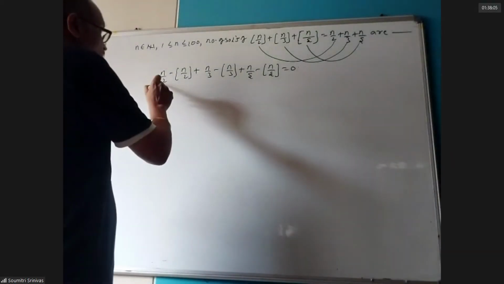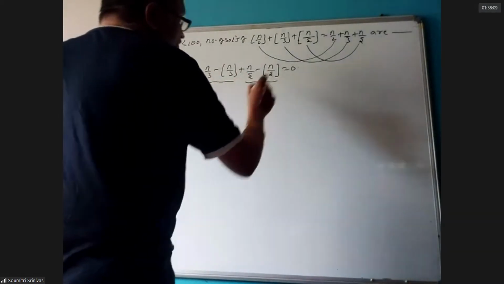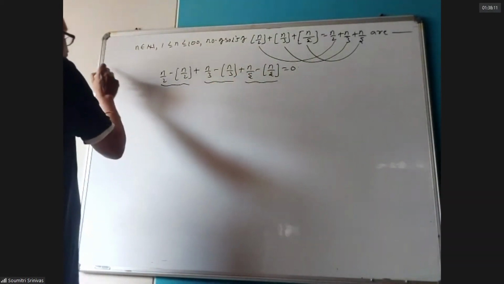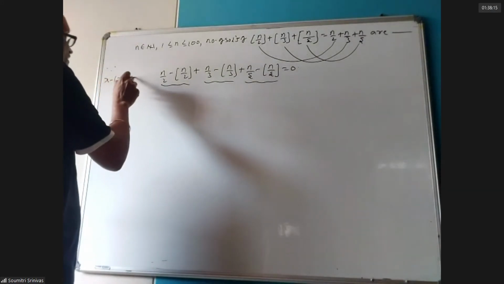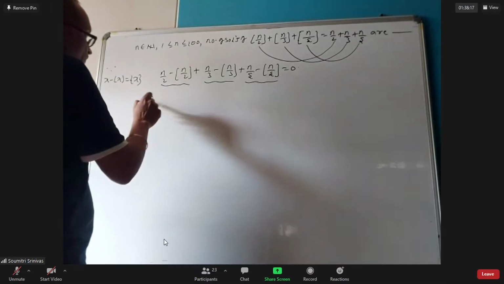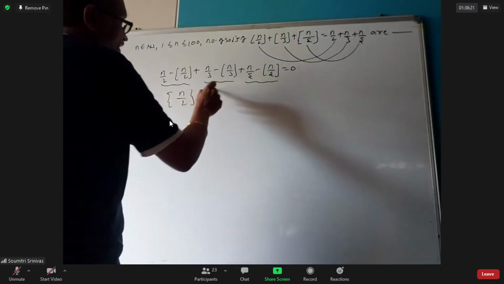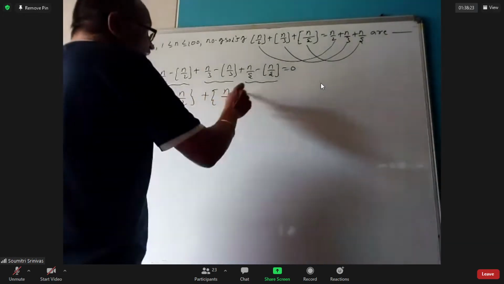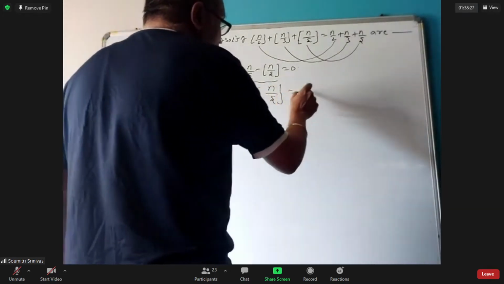What is this? Decimal part. N by 2 minus its integral part is the fractional part of n by 2. Fractional part of n by 3. Fractional part of n by 5 is equal to 0.